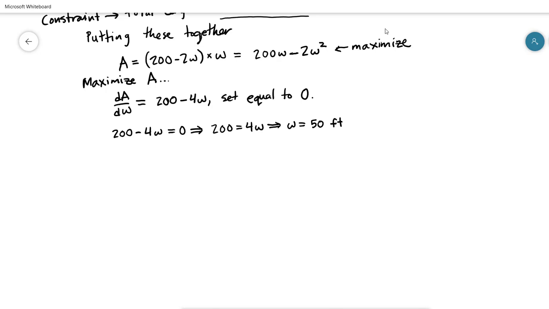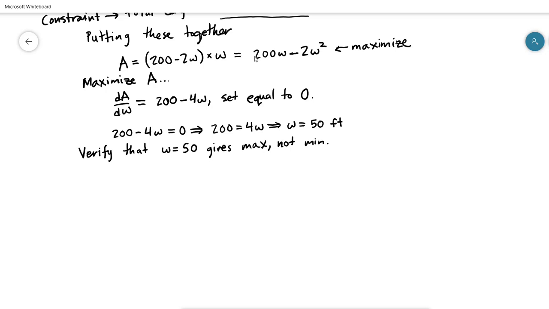The other thing we're going to need to do is check and make sure that this W is actually a maximum and not a minimum. But that's easy to do in this particular case. So what I'm saying is we need to verify that W equals 50 gives a max and not a minimum. And there's a number of ways to do that. We can use our first or second derivative test, or we can recognize the shape of the function that we were maximizing to begin with.